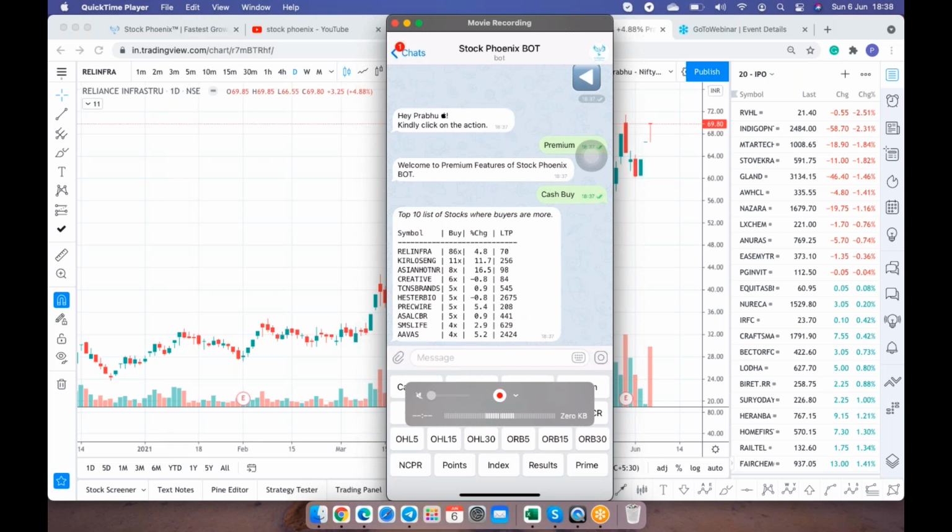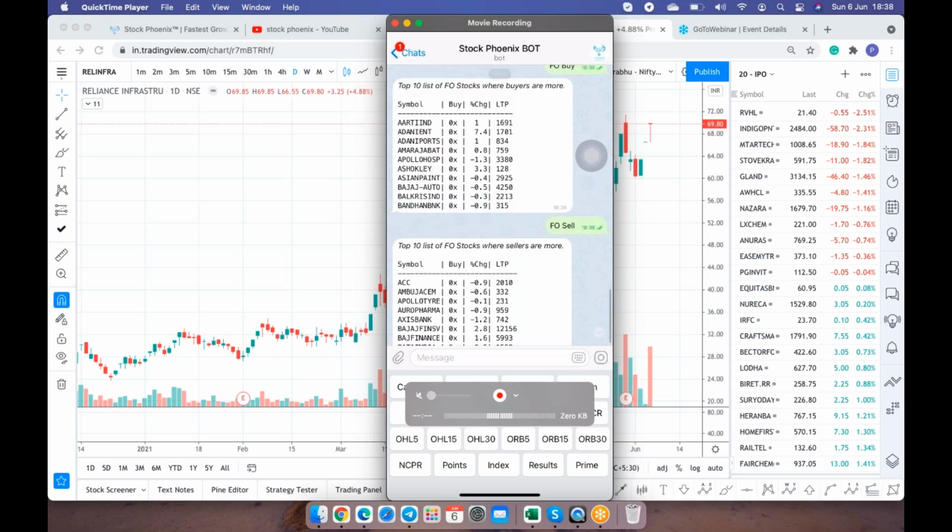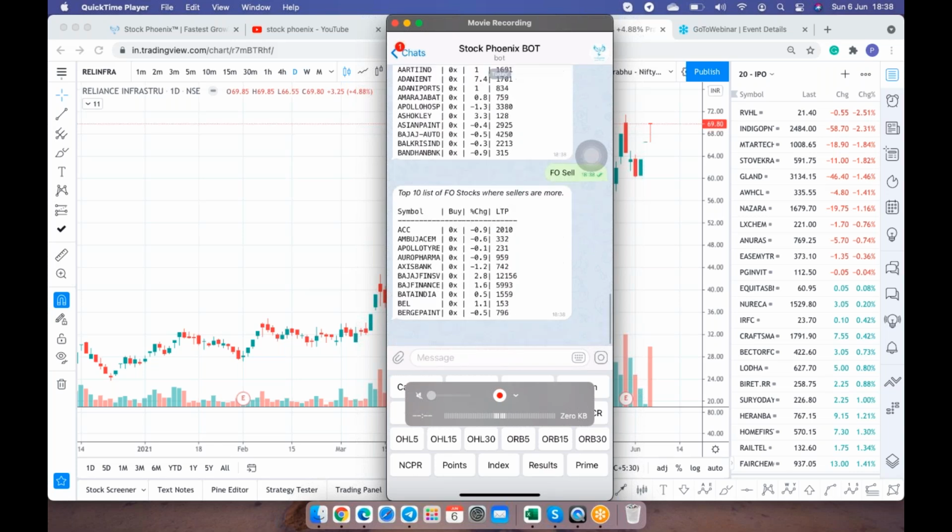Top FNO buy, a similar concept where huge buying is coming in the futures and options section. Top FNO sell, a similar concept where selling is happening in huge volume. It is showing zero because it's a holiday. From tomorrow morning it will show the live market.